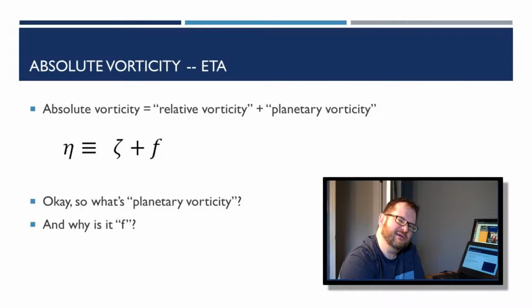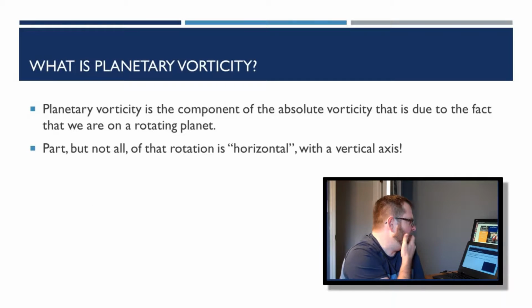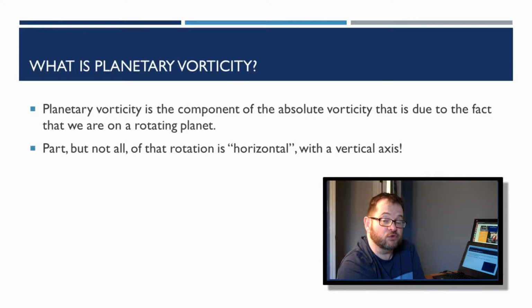So, wait a minute. Okay, what is planetary vorticity and why is it f? Well, planetary vorticity is the component of the absolute vorticity that is due to the fact that we are on a rotating planet. Even as I sit here in my chair, in my office, I am rotating about the axis of the Earth at a rate that's pretty easy to understand. Once every 24 hours, I get all the way around 2 pi radians. I could figure it out.